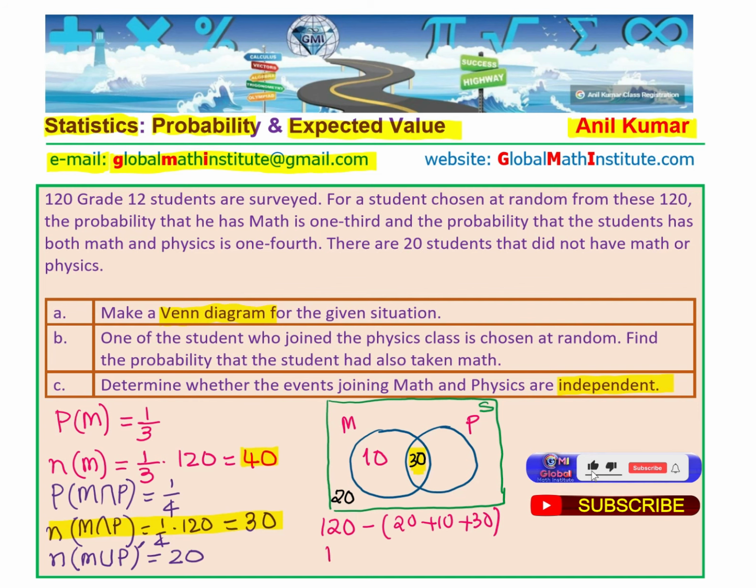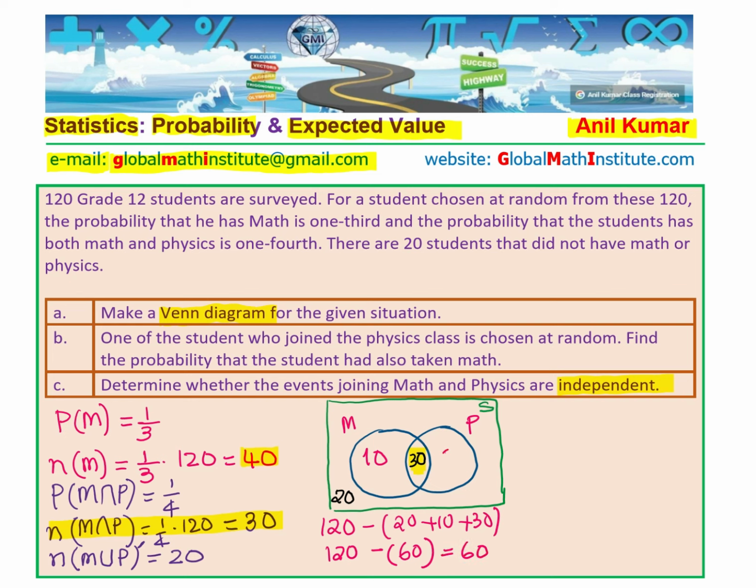So which is 120 minus 60, and that gives you 60. That's right. So we have 60. If you add and check, right? 60 plus 30 is 90, plus 10 is 100, and 20 is 120. It makes sense. So all 120 students have been accounted for.